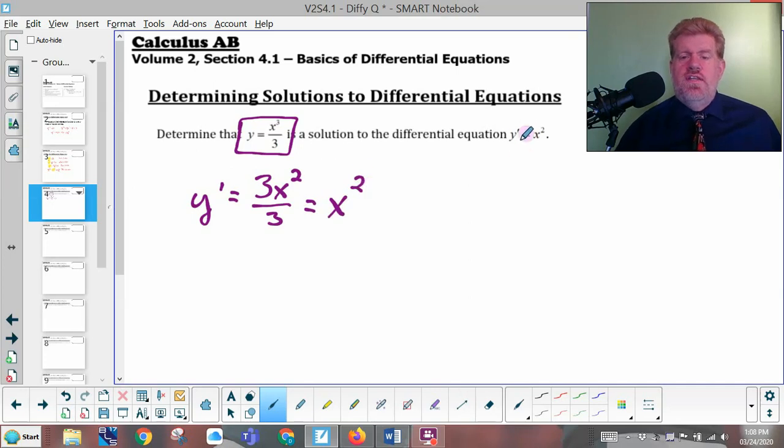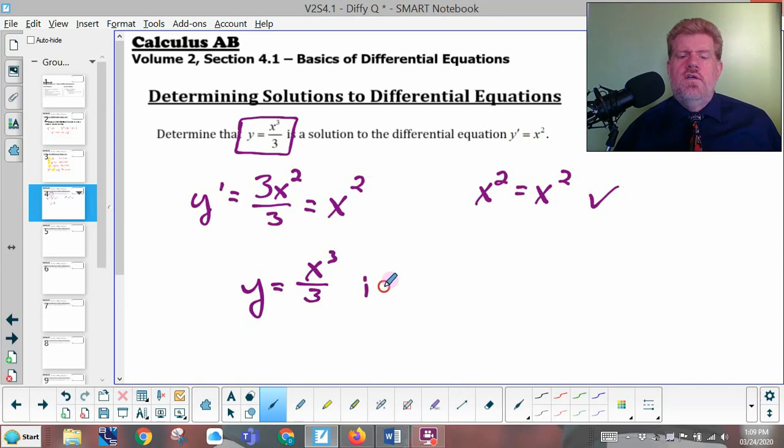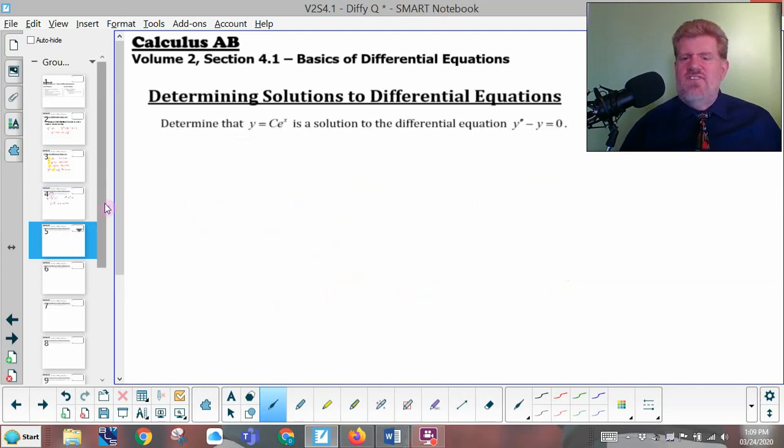So if I substitute x squared in for y prime, you come up with a true statement. It's a true statement, so you can say that y equals x cubed over 3 is a solution. All right, that's the basic. So we'll throw a couple more examples out there and make sure it all works out fine.